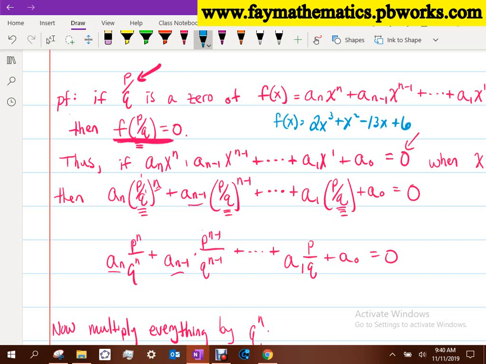Well, if p over q, which would have been, for us, we tried 1/2 first, right? That's what I'm doing, and setting that equal to 0. That's what we're doing right here. This is the 1/2. When I plug it into here, into my function f, I should get a 0 back. Does that make sense?